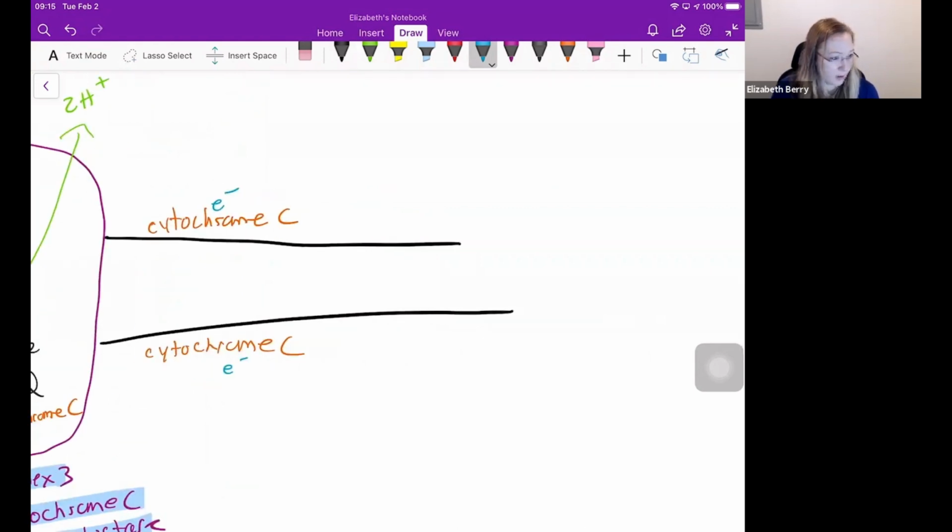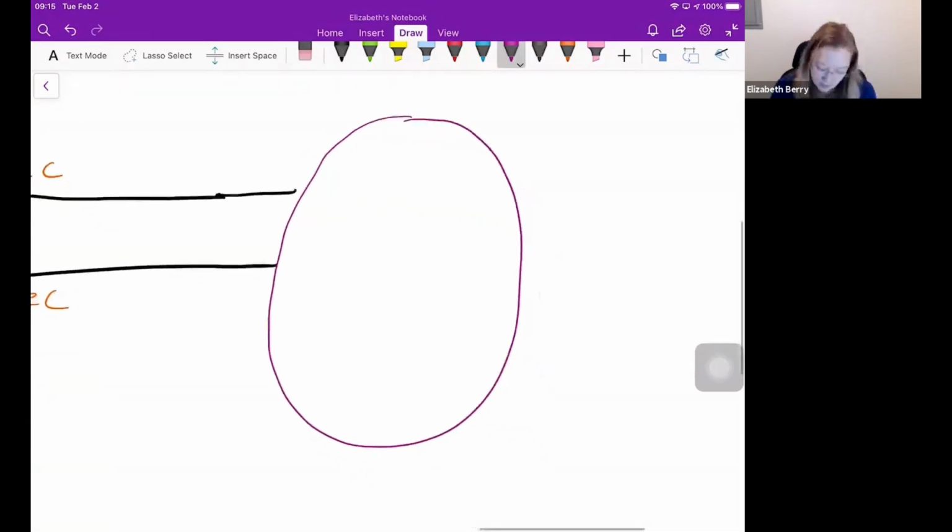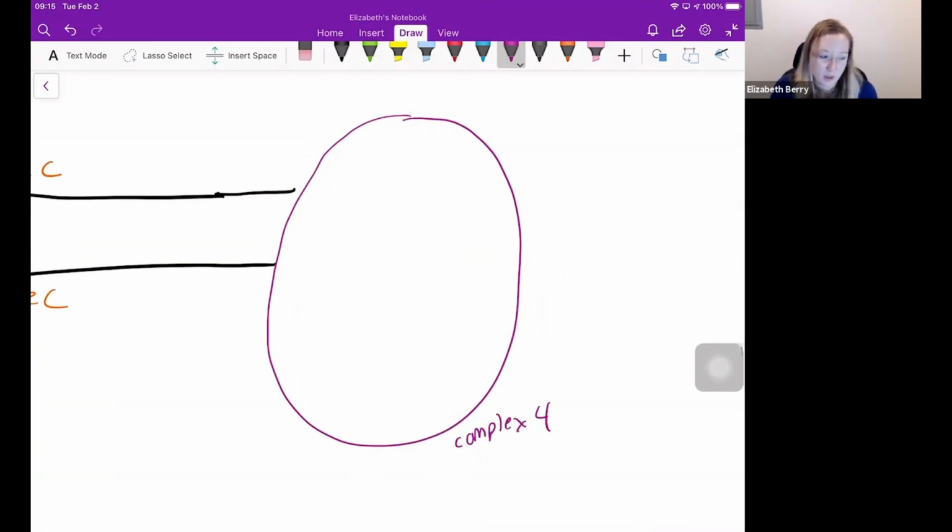And so where are they being used? They're being used in complex 4. They're being used here. Okay, this is going to be complex 4. And this one is called cytochrome C oxidase. Okay, so this complex, the total goal is to reduce an oxygen molecule that's being held all the way to the final electron acceptor, which is going to be turned into water.